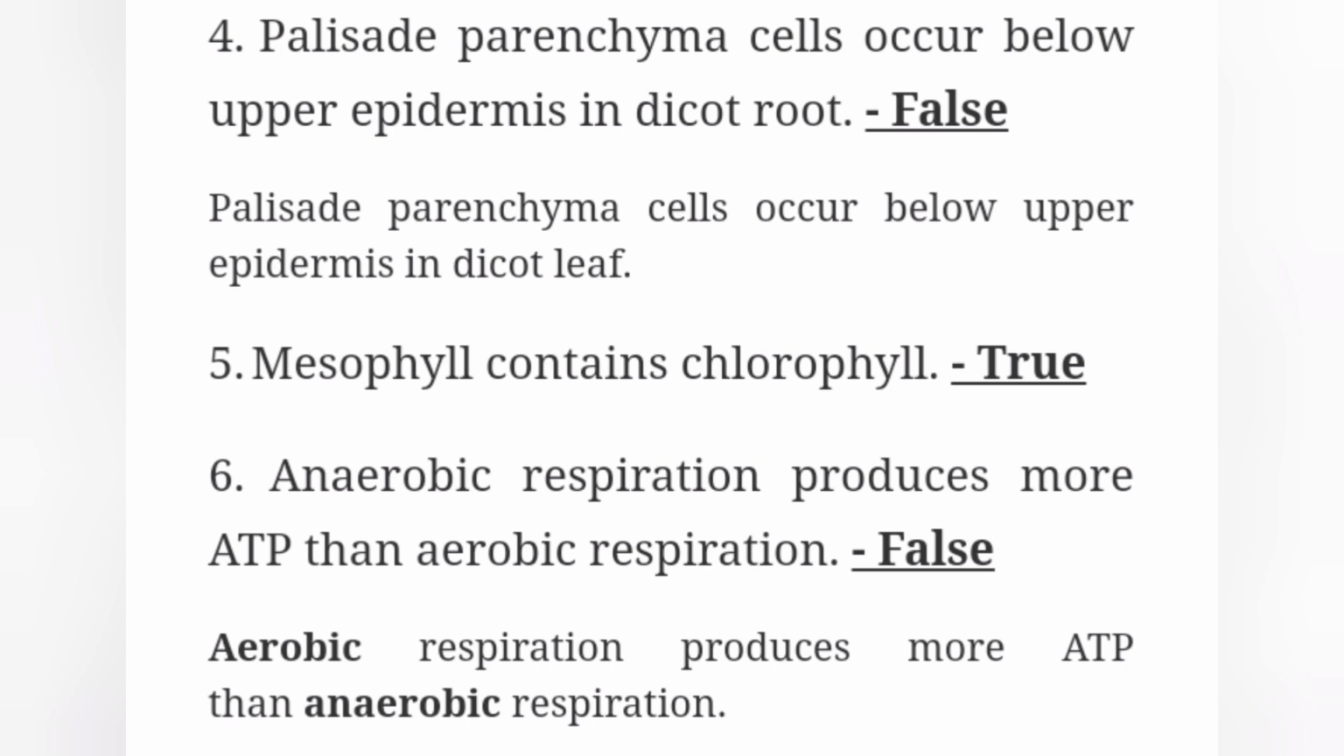Fourth one, the palisade parenchyma cells occur below upper epidermis in dicot root. The statement is false. The correct statement: the palisade parenchyma cells occur below upper epidermis in dicot leaf. Fifth one, mesophyll contains chlorophyll. The statement is true. Sixth one, anaerobic respiration produces more ATP than aerobic respiration. The statement is false. The correct statement: aerobic respiration produces more ATP than anaerobic respiration.